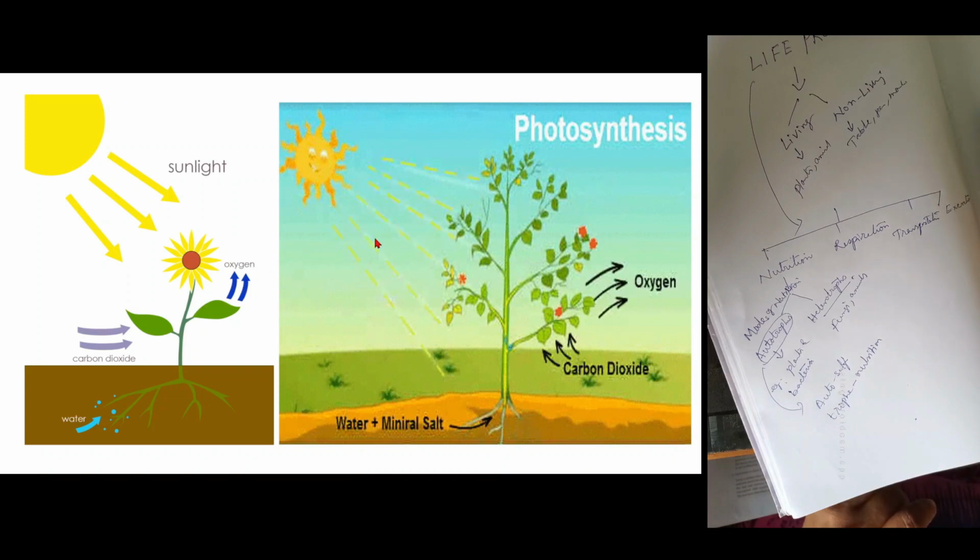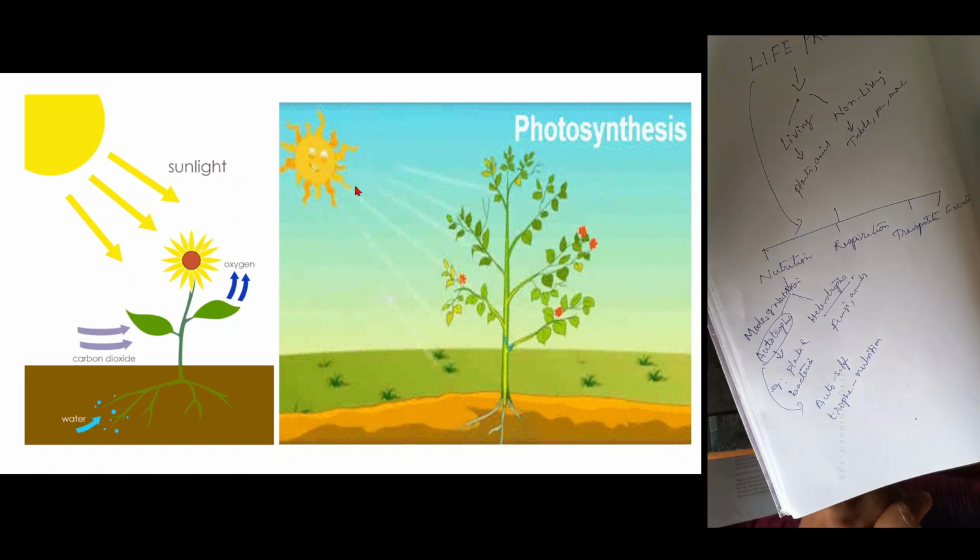These are the raw materials required. And here the plant has green colored leaves. The leaves are green in color. The green leaves contain the chloroplast. This chloroplast has a chlorophyll pigment, as we studied before. This chlorophyll pigment has the capacity to trap solar energy and prepare the food. That process is called photosynthesis.